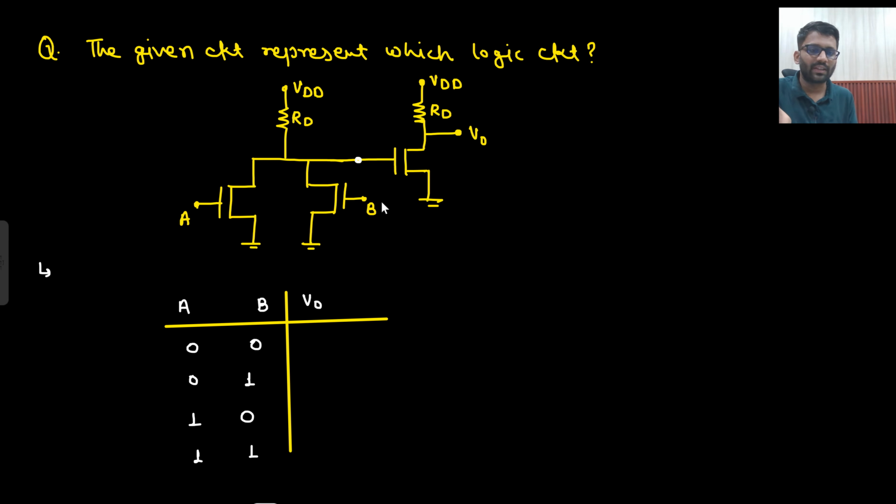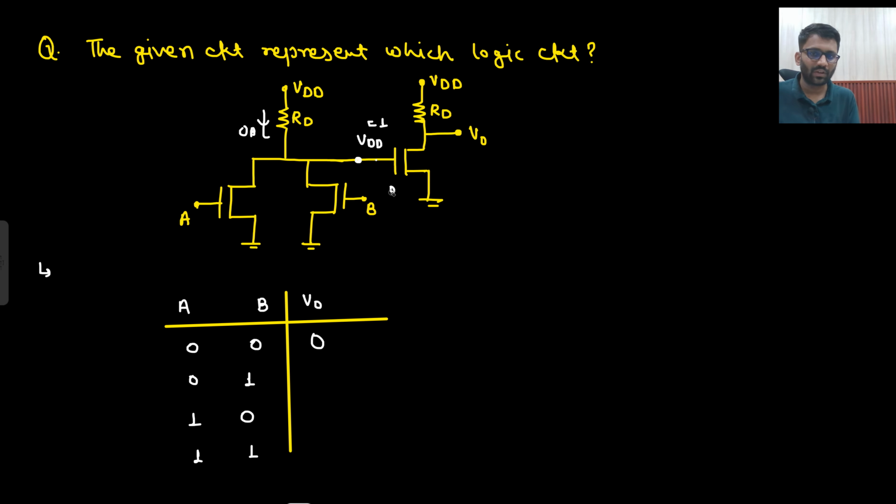If A and B are both 0, both will be off. Then VDD will go here. Actually, the input current of MOS is always 0, so they are not driving any current, and 0 current is flowing through RD as well. So VDD will directly go to the output. VDD means high, so the output will be high. If the input is 1, it is shorted, so the output will be 0. Are you getting this point?